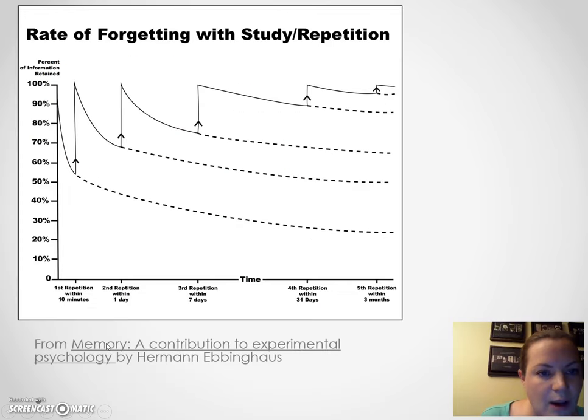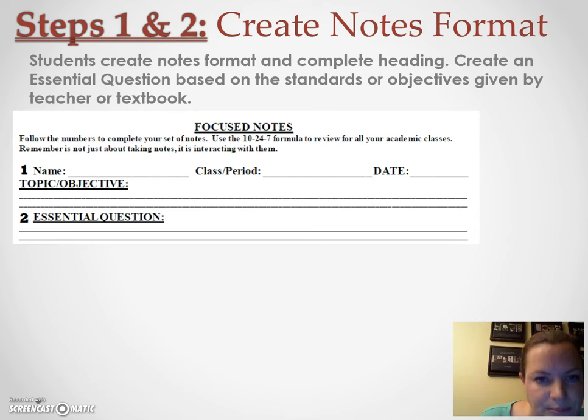But first you might be asking, why focus notes? So this is about memory, and it talks about the rate of forgetting things as you learn them. You can see if a student only encounters something one time, their rate of forgetting is way down to 20%, but each time that they repeat information, the percent retained keeps going up and up and up. So with focus notes, what we do is we have one repetition at 10 minutes, one at 24 hours, and one at 7 days. And so we talk about the 10-24-7 rule.